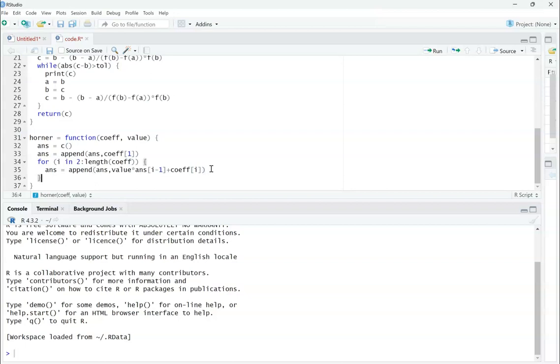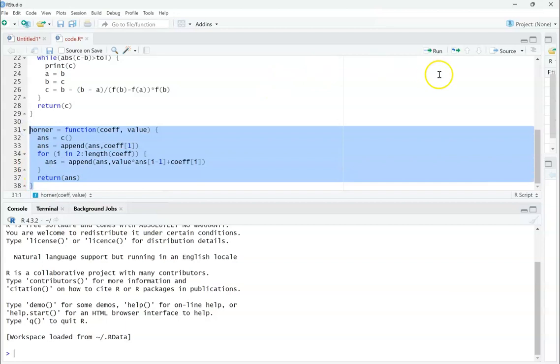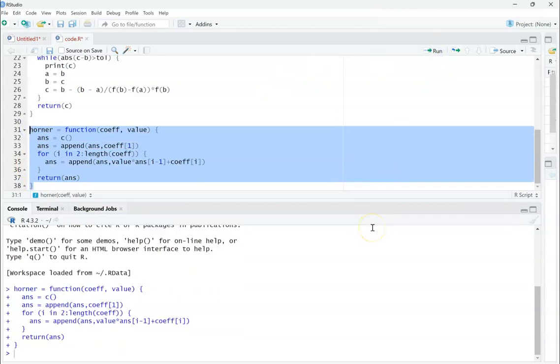Okay. And then at the very, very end here, let's just return our answer. Oops. Answer. And give it a run and see what happens. Worst thing that happens is it crashes.